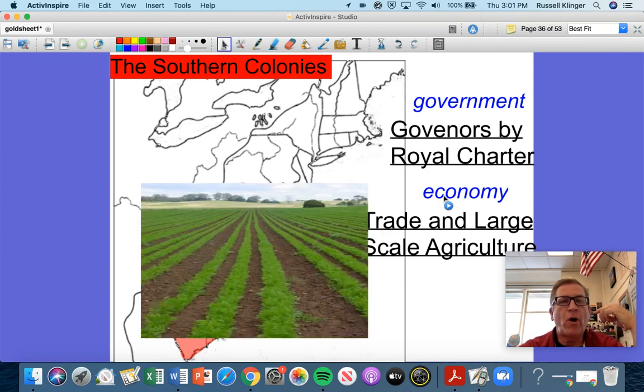Trade was also a part of this economy, but the primary form of making money in the southern colonies was large scale agriculture. The reason for that is because the soil and the climate are really good for growing crops like tobacco, cotton, and indigo, things that sold really well in European markets. So when we think about the South and how they made money, growing crops was their primary form of making money because the climate and the soil were fantastic.